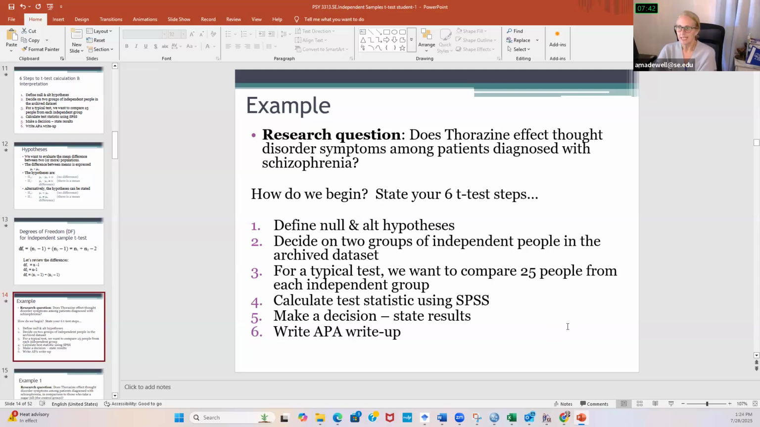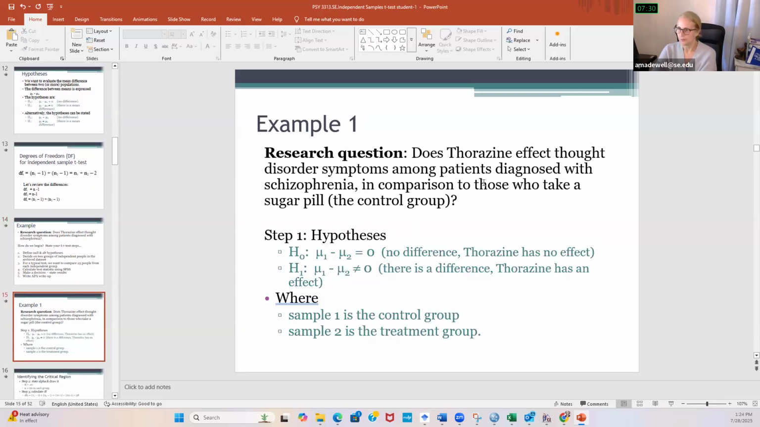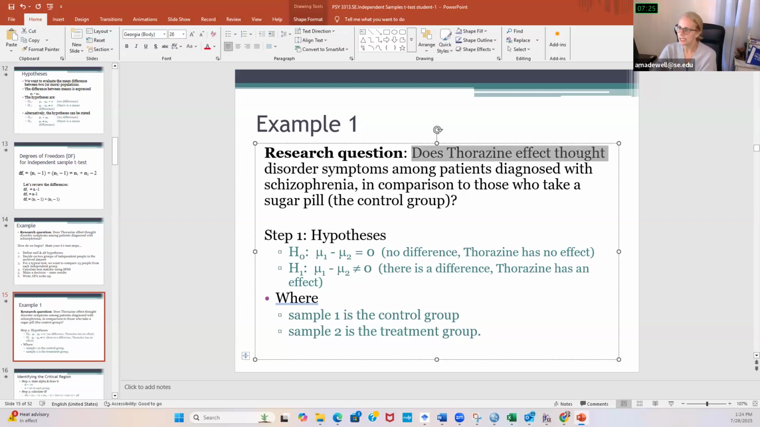Let's talk about an example. Let's say our research question is, does Thorazine affect thought disorder symptoms among patients diagnosed with schizophrenia? Maybe that's our research question. Let's look at it a little bit more involved. Does Thorazine affect thought disorder symptoms among patients diagnosed with schizophrenia in comparison to those who take the sugar pill? This question is written up a little bit more testably, right? Because we can see that we're going to compare them to those taking the sugar pill.